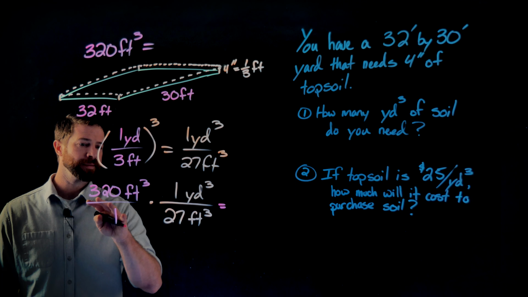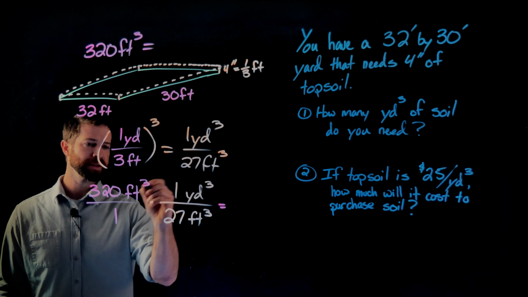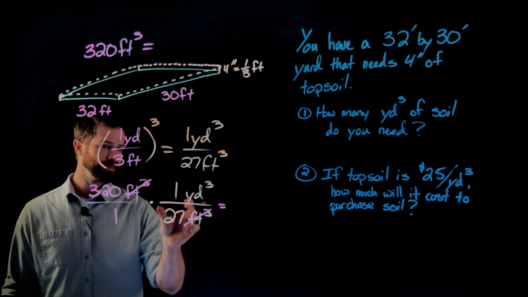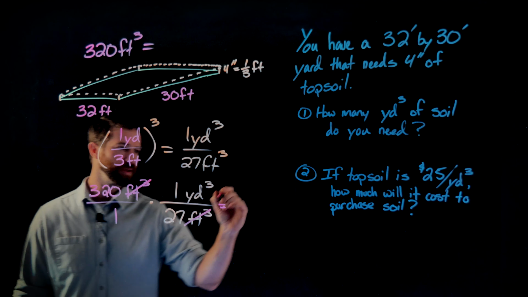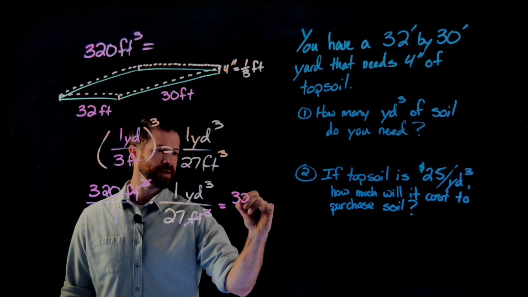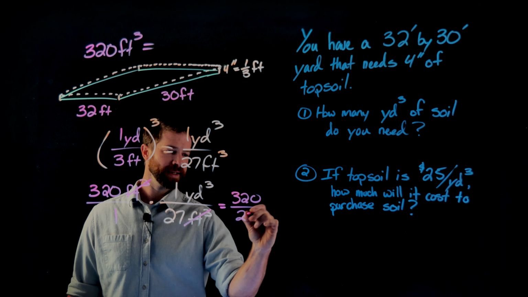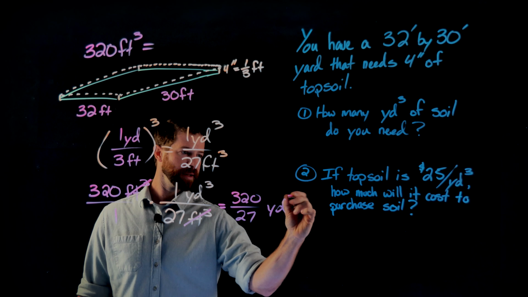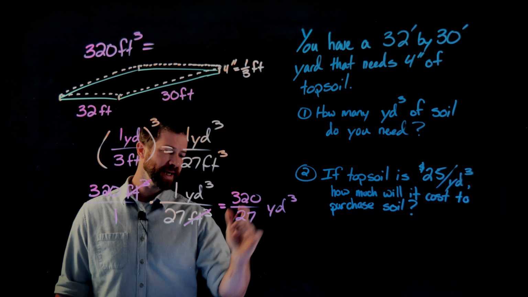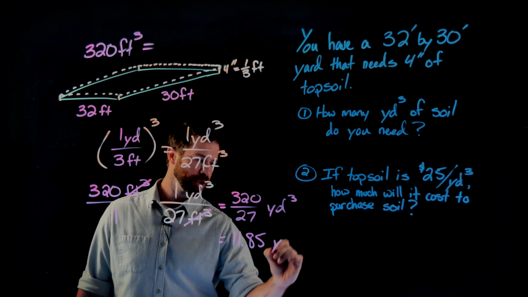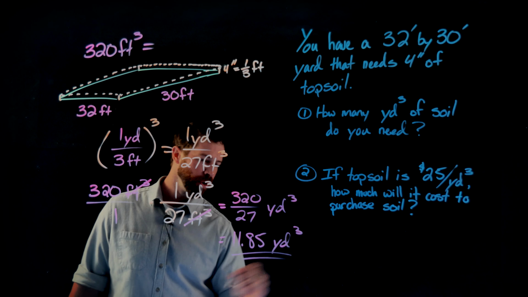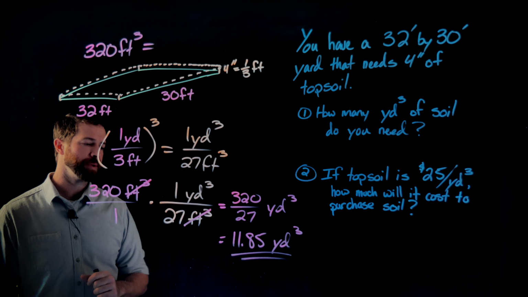All right, so now I'm going to convert from the cubic feet into cubic yards. I'm multiplying by this conversion rate of 1 cubic yard to 27 cubic feet. My cubic feet cancel, and what I get here is 320 over 27 cubic yards. When I divide these two from each other, I get 11.85 cubic yards. So we've done the work of finding how many cubic yards we have.